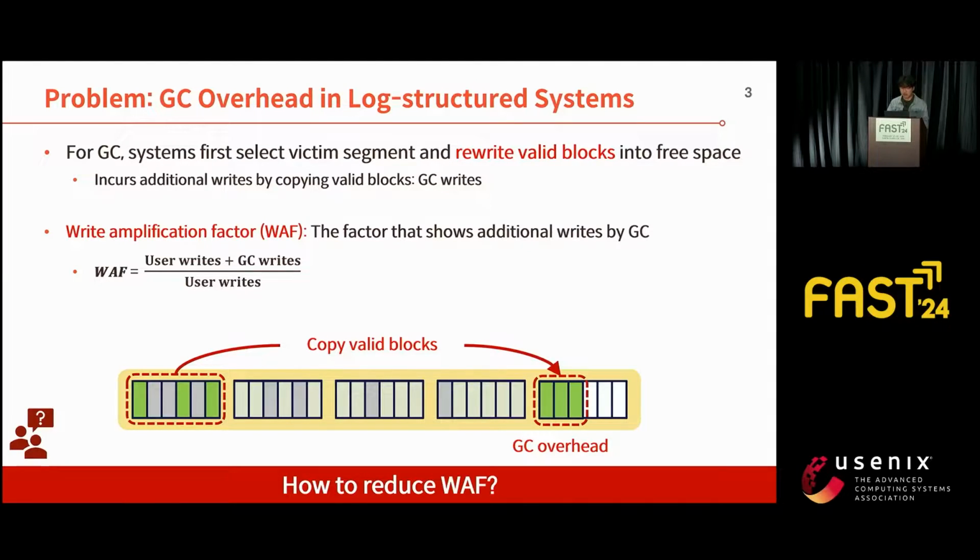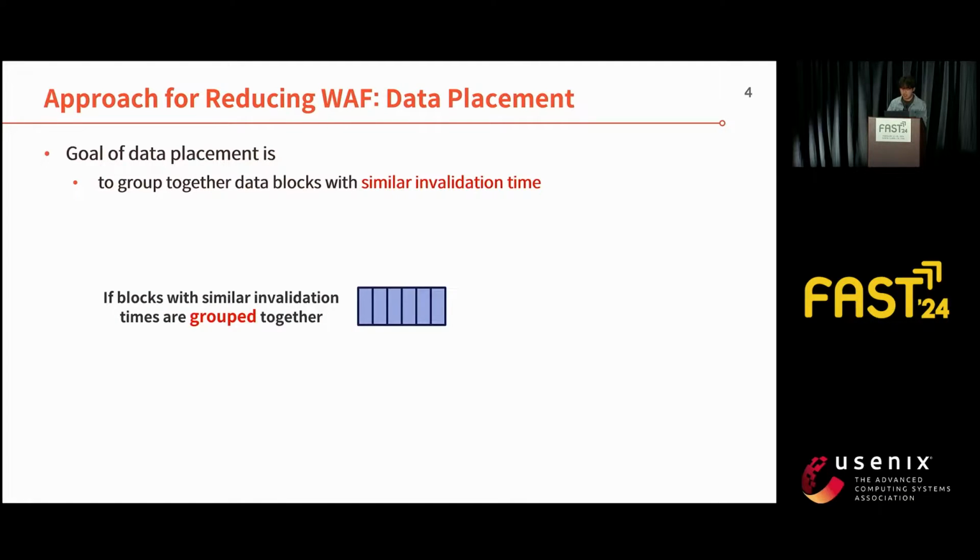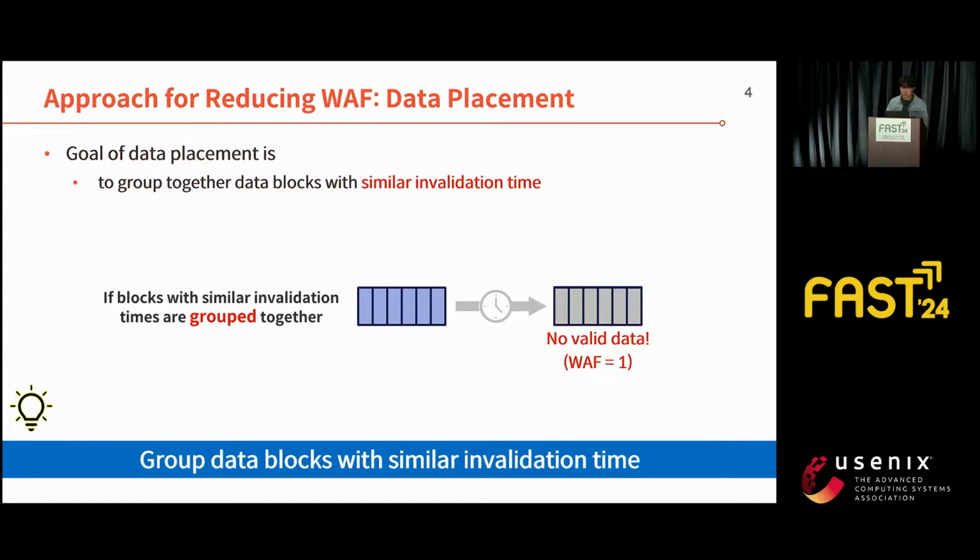Then, how can we reduce WAF in log-structured systems? A common approach to reduce WAF is data placement, which involves grouping data blocks with similar invalidation time together. If blocks with similar invalidation time are grouped together, when a certain period elapses, the blocks within the group are invalidated around the same time, preventing unnecessary data copies by GC. Therefore, it is essential to group data blocks with similar invalidation times together.